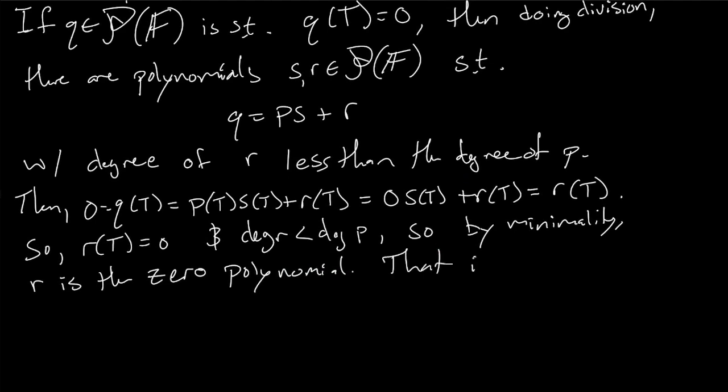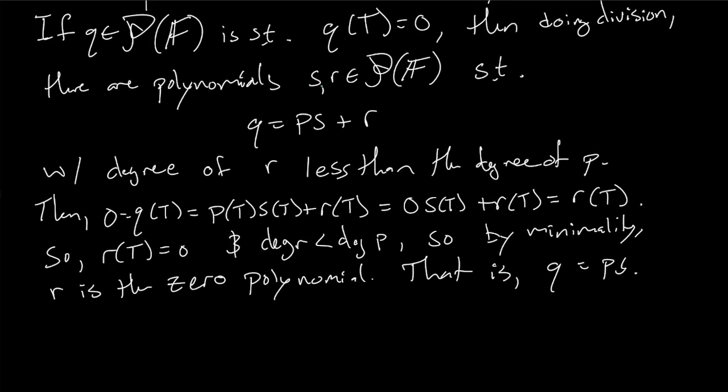That is, Q equals PS. Here, just think about this. Since we can plug in t and we get 0, that's Q of t by assumption, which is P of t times S of t plus R of t. We know P of t is the zero operator, so we just get R of t.